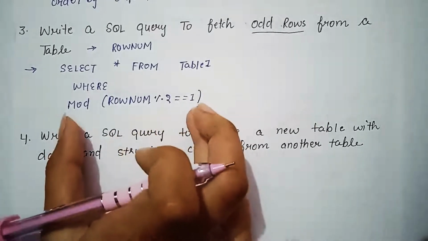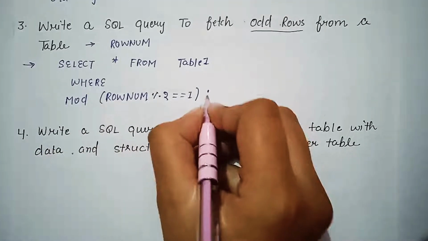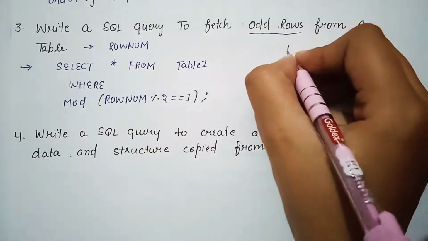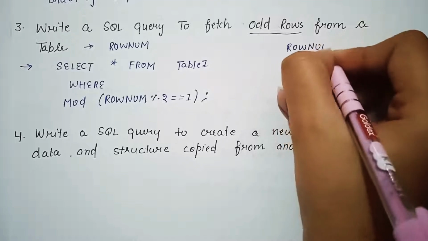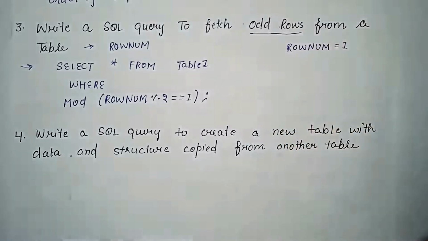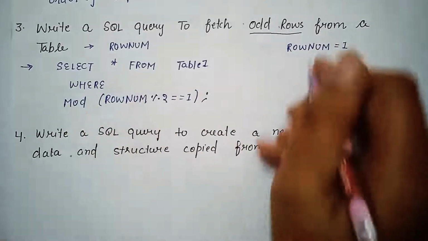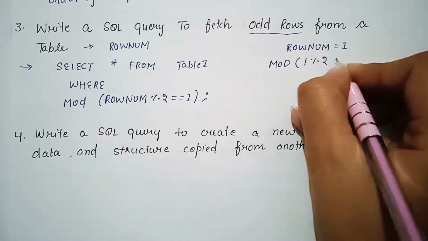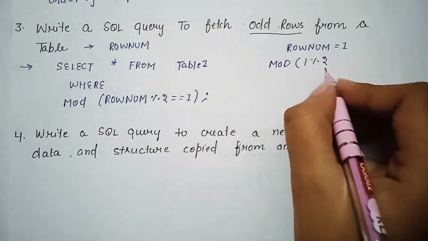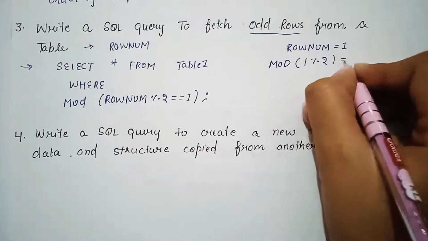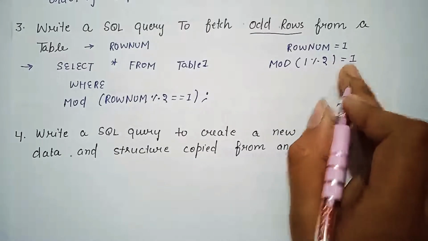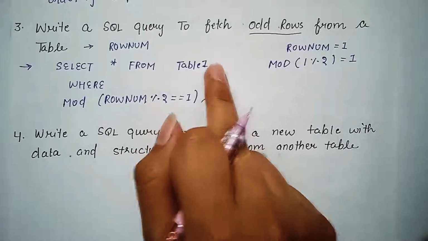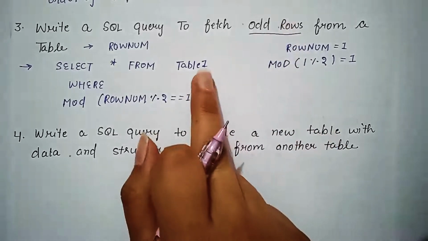Okay, so understand why I have written this particular thing over here. What is it specifying? Let's say we have encountered the first row, so the ROWNUM of the first row would be 1, right? After this, what will it do? It will take the mod of 1 % 2, and the mod of 1 % 2 will be 1. So if it is 1, that indicates the row is at an odd position, so it will consider that row as an odd row and will output this row.